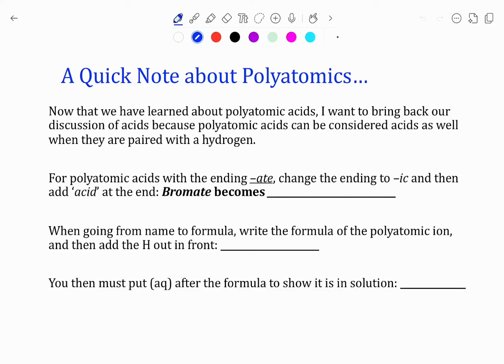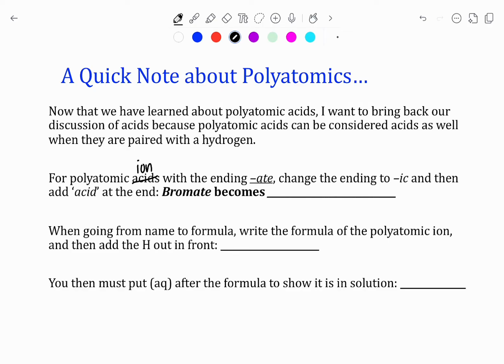So now that we've learned about polyatomic ions, we can relate those back to our discussion of acids, because what we can do is relate how we name acids to polyatomic ions. Polyatomic ions can bind with a hydrogen that is acidic, and we can have an acid that is made up of a hydrogen and a polyatomic ion. However, there are some naming rules that we have to keep in mind, just like all of our other naming rules.